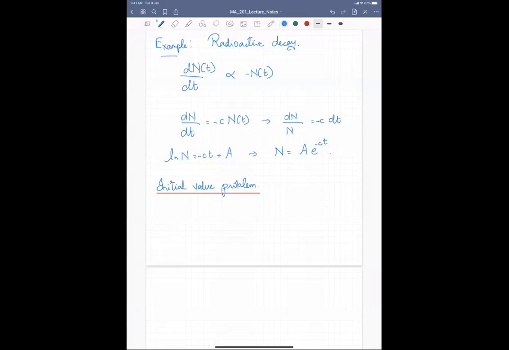The constraint is usually given as follows. At some particular instant, this is what has been actually seen. In this particular case, for example, I can claim that at t equal to 0, when I actually start the measurement and count the number of atoms that remain, my n of t is actually n0. Somebody has actually counted that there is, for example, 25,000 atoms there. So n0 would be 25,000.